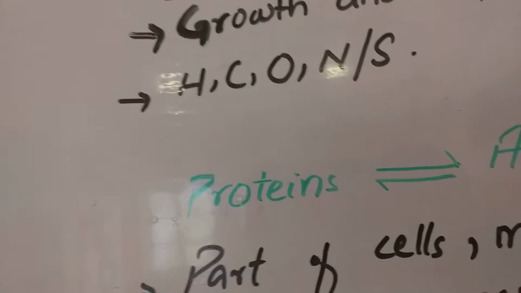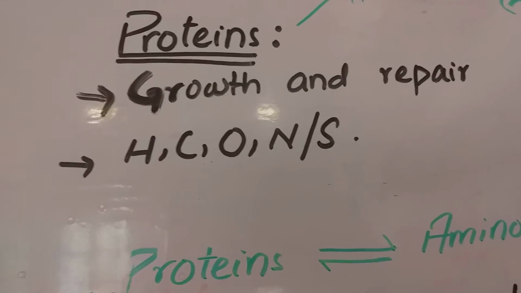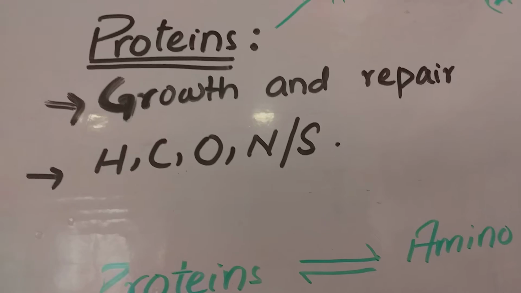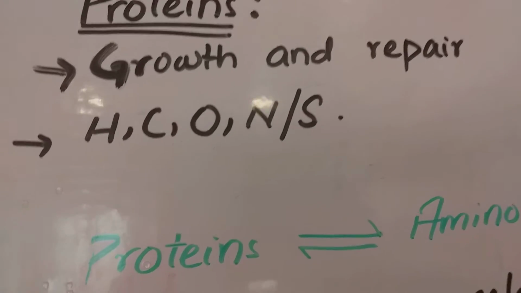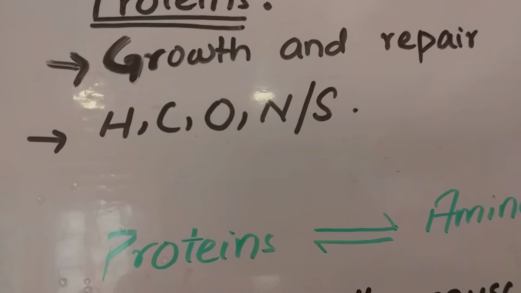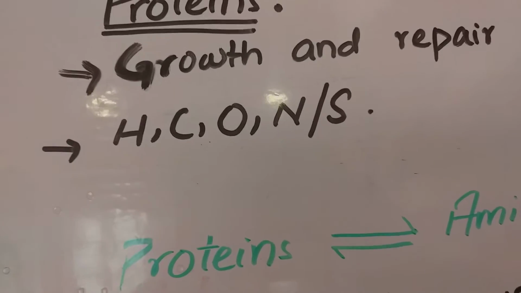As far as organic and inorganic is concerned, protein is an organic compound because it contains carbon, hydrogen and oxygen as a backbone, while it also contains nitrogen. Sometimes it also contains sulfur. So carbon, hydrogen, oxygen are the backbone of the protein molecule.